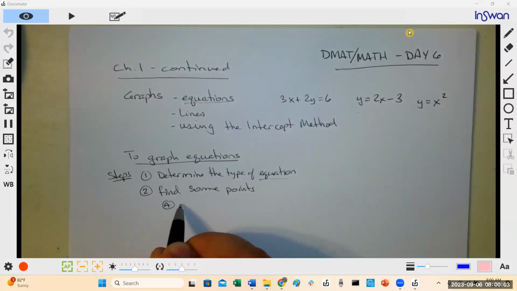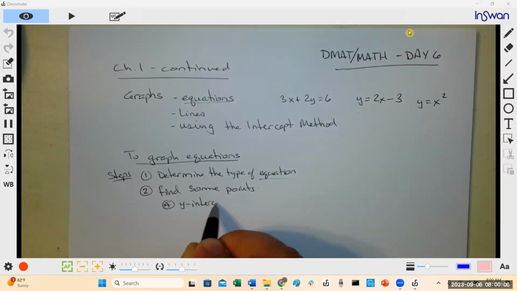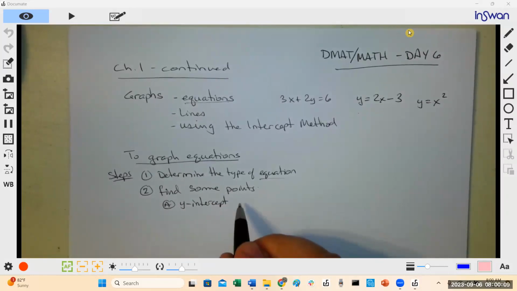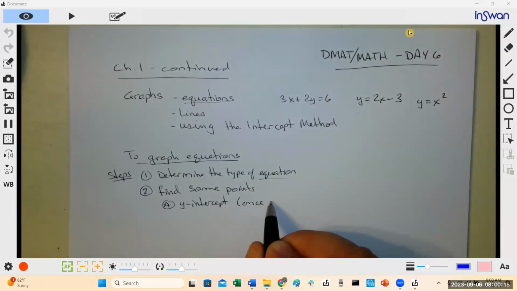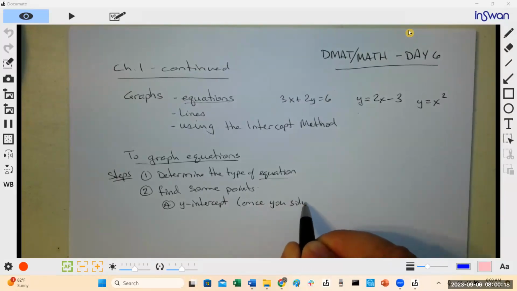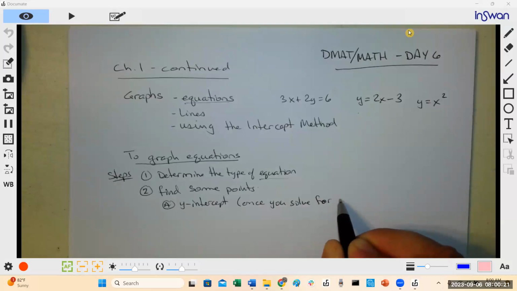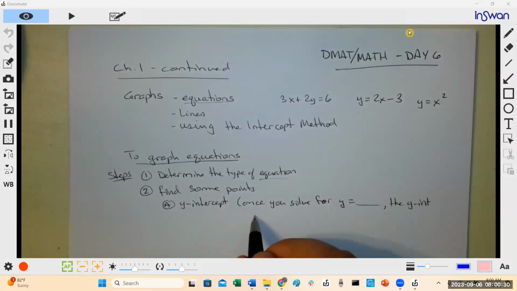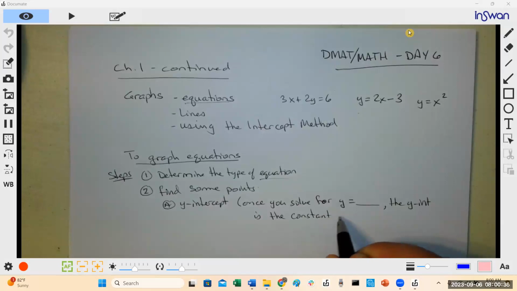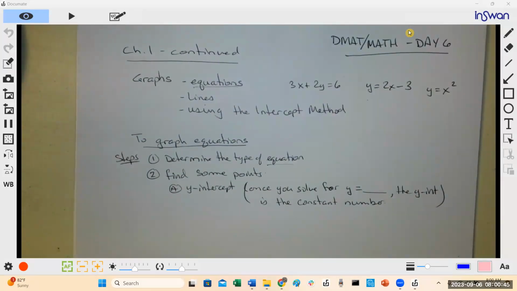What kind of points? We're talking about the y-intercept. Basically, once you solve for y, so you get the equation y equals whatever, the y-intercept is the constant number, meaning it doesn't have a variable next to it. It's just whatever number is out there.